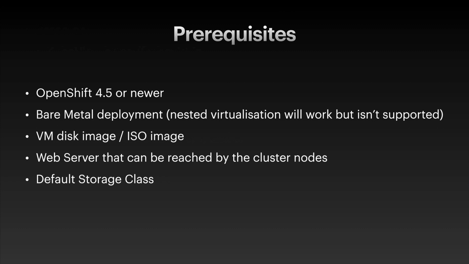All right, so there are some prerequisites for this. Firstly, you'll need a running OpenShift 4.5 or newer cluster, and ideally one running on bare metal. And that's because nested virtualization isn't supported by Red Hat, and it's generally just less performant anyway. I'll include the link to a video I made on installing OpenShift 4 on bare metal in the description if you don't already have a cluster and you want to set one up.